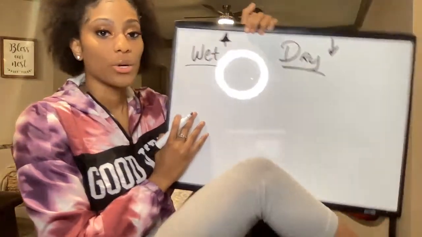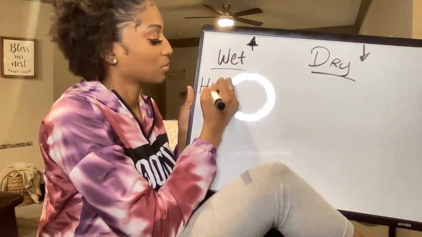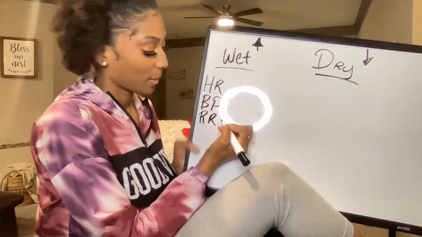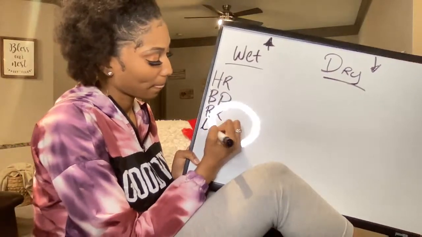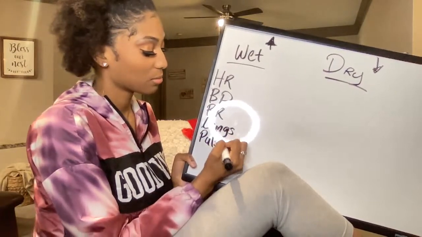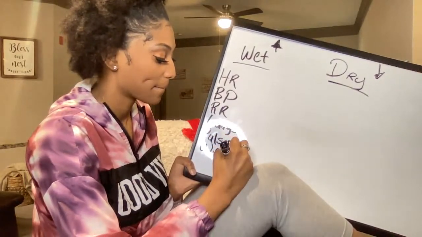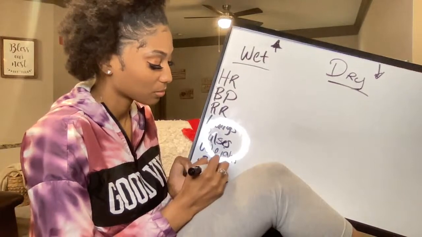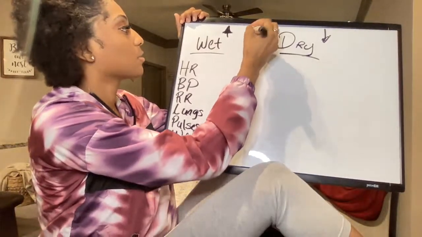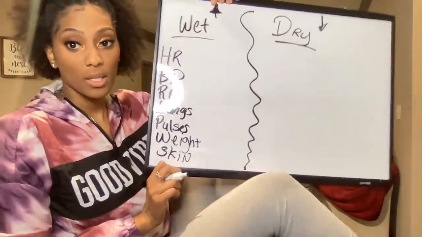All right. So the main things that are going to be affected, sorry, I got to get up here: heart rate, blood pressure, respirations, lungs. Hopefully I have enough space. Pulses, weight, and then the skin. Okay, these are the basics of them, okay? So we're just going to do a little line here and go from there. All right, so everybody get that?